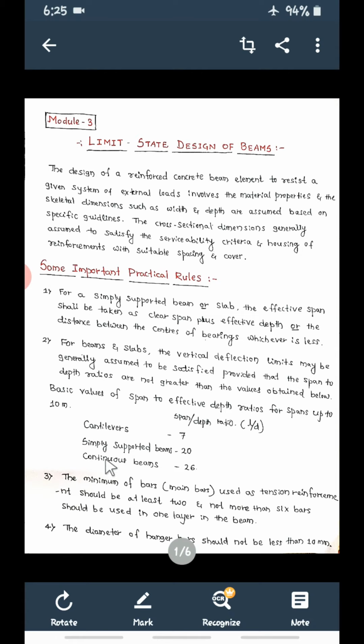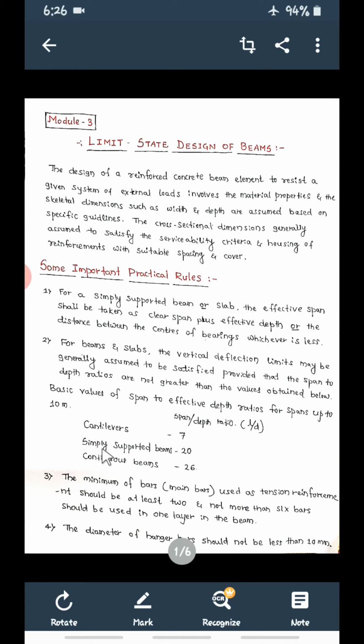Now there are three possibilities. If the beam is a cantilever beam, then L by D you have to assume 7. L by D is equal to 7. So L is given in the problem, and D we have to find out. So L by D is equal to 7, then D you are going to calculate. If it is a cantilever beam, you have to assume L by D 7.